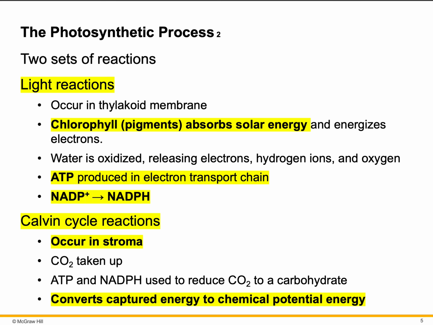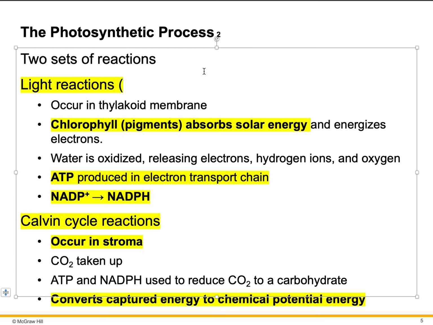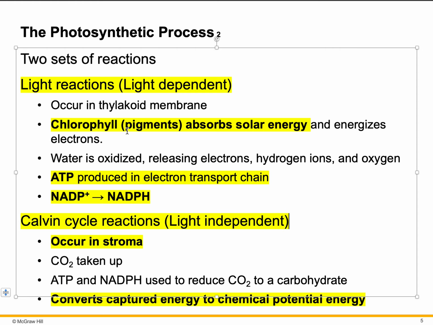There are two really big parts to photosynthesis. The first one is the light reactions, and the second is the Calvin cycle. Light reactions is like it sounds, it's light dependent, and the Calvin cycle would be, I guess, light independent, right? It doesn't need the light. Okay. So light reactions does need light. Calvin cycle does not need light for it to occur.